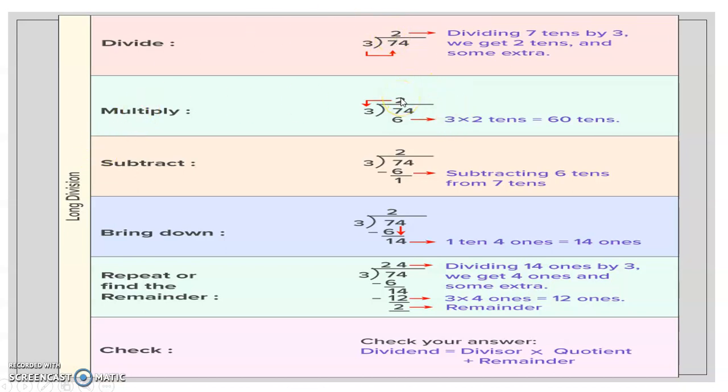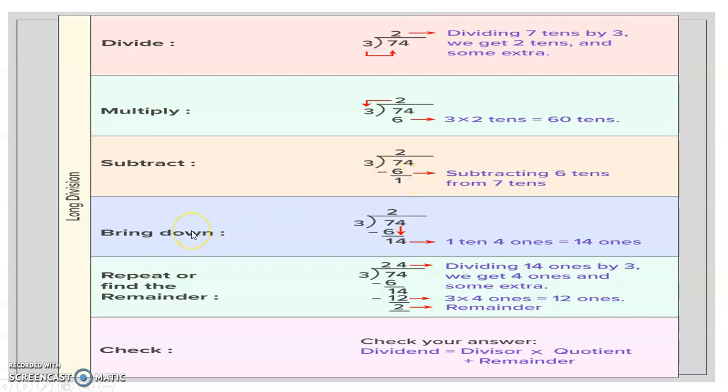Multiply the 2 that we got times 3. You can see that there, 2 times 3. And 2 times 3 is what? 6. The next step is to subtract 7 minus 6, not 74. We are subtracting from the 7 that was divided. 7 minus 6 is 1.